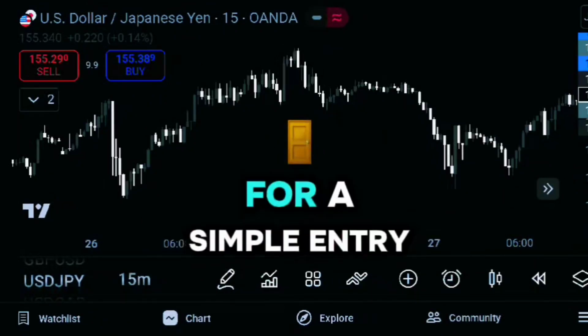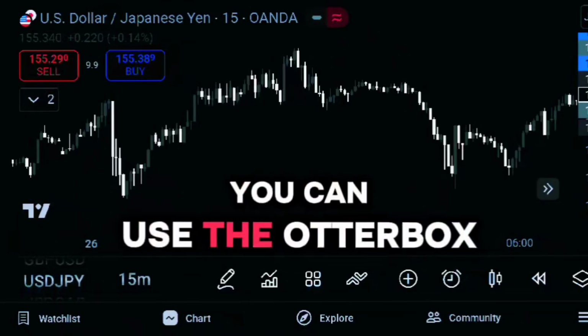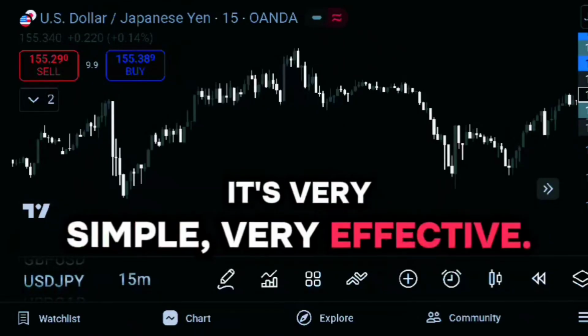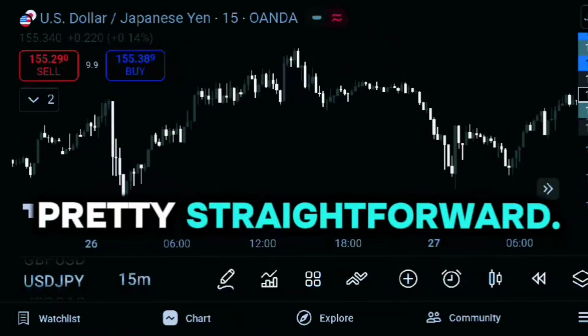So if you're looking for a simple entry model to enter the market, you can use the order block entry model. It's very simple, very effective. Nothing too hard, nothing too complicated. It's just pretty straightforward, right?